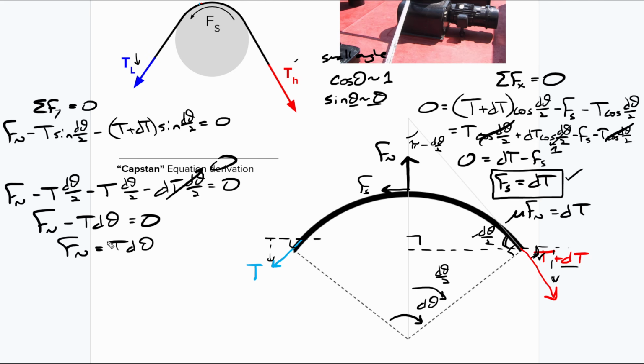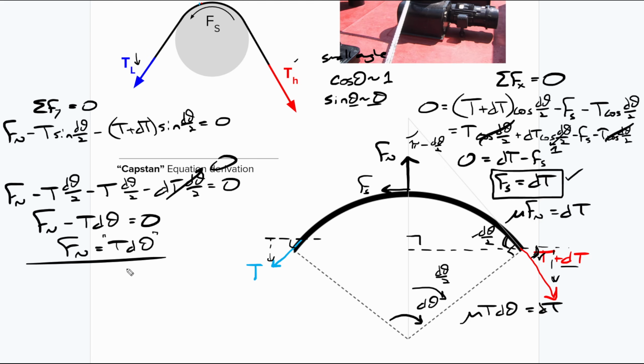Well, look, I could plug in Fn. This whole thing is Fn. I could plug this in for Fn. What I would get over here would be mu times T d theta equals dT. Okay, well, this is a differential equation, and I could separate, integrate, celebrate. It's single order, so I could just move the T's over to one side, leave the thetas on the other side.